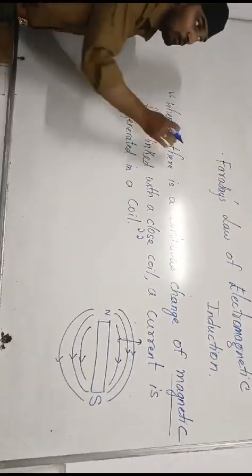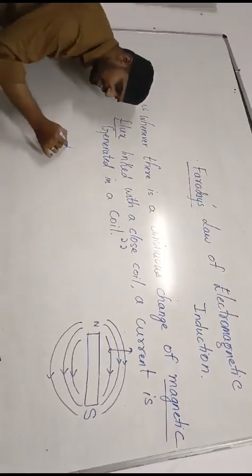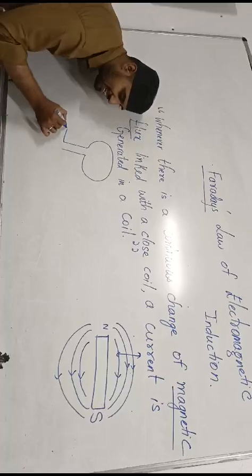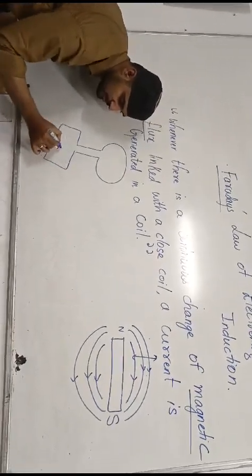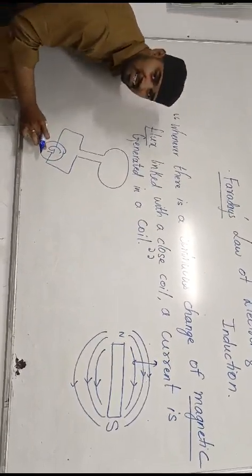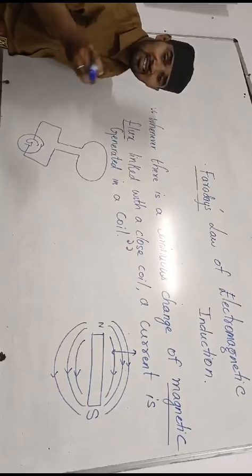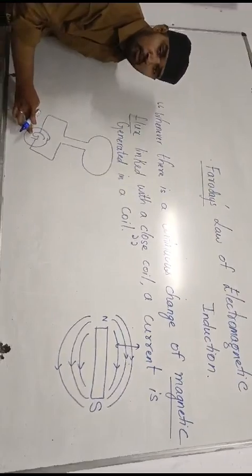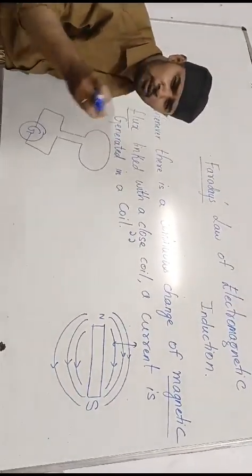Now, what did Faraday do in his experiment? He took a closed coil and connected the coil to a galvanometer. Now, what is a galvanometer? A galvanometer is a device which measures current in very minute quantities.